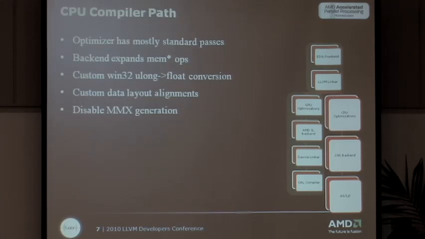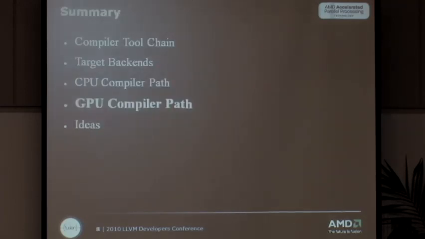We disable MMX generation because we only support SSE2 or later CPU devices. And also, Jan Sjodin has been working with a couple other people to implement the MC binary emitter for the x86 backend. Once we do that, we can get rid of the AS and LD, and we have just the x86 backend emitting binary. So that'll simplify our compiler path, and that's something that he's been working on and getting into LLVM core. So now I'm going into more of my specialty, which is the GPU compiler toolchain and the compiler path.